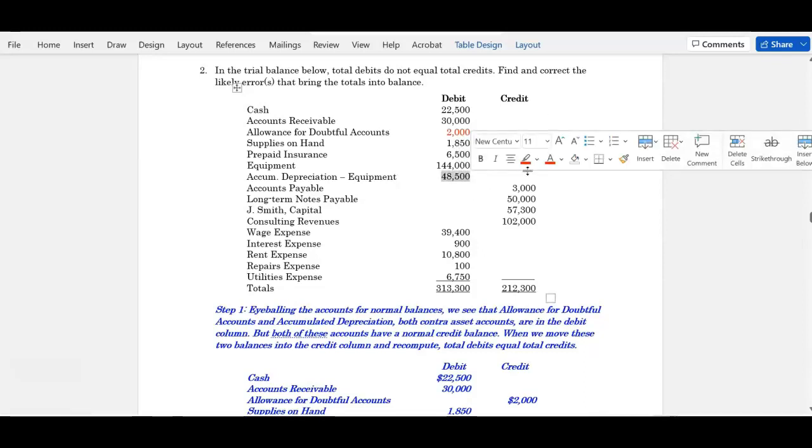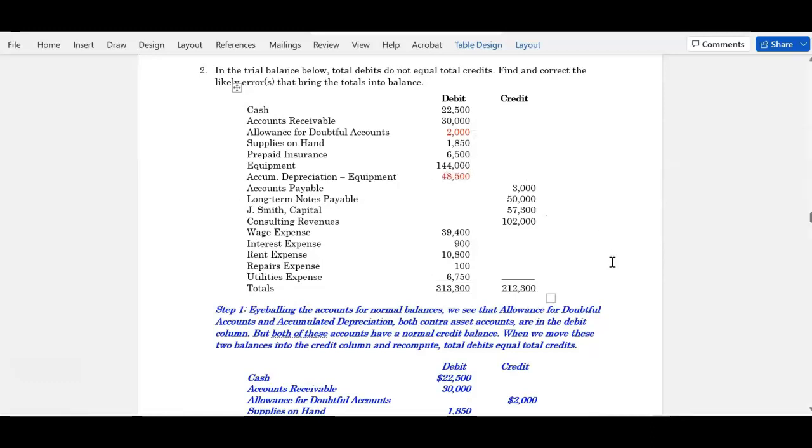Oops, wait a moment. That is a contra account to equipment. It needs to be on the credit side. So that's wrong.